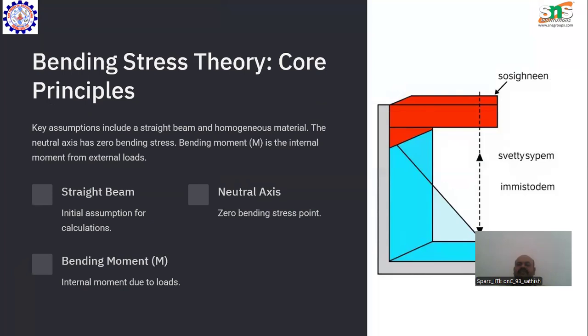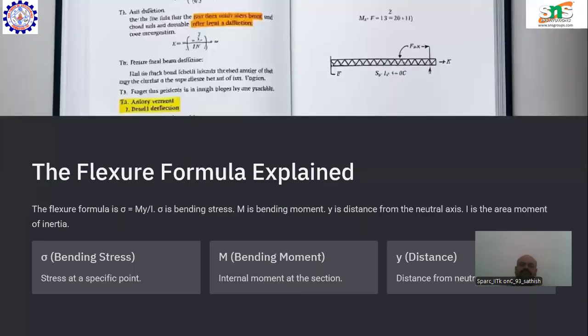Bending stress, the core principles or key assumptions include a straight beam and homogeneous material. The neutral axis has zero bending stress. Bending moment is the internal moment from external loads. The initial assumption for calculations is that the beam is straight before bending and after bending, and there exists an axis where the bending stress is zero. That axis is called the neutral axis, and the layer is called the neutral layer. And the bending moment is the internal moment due to loads.